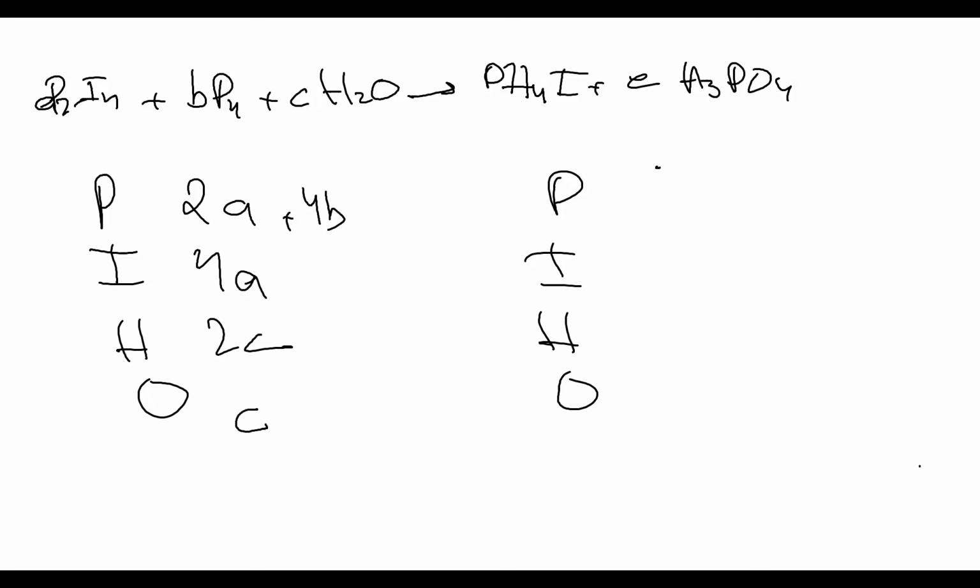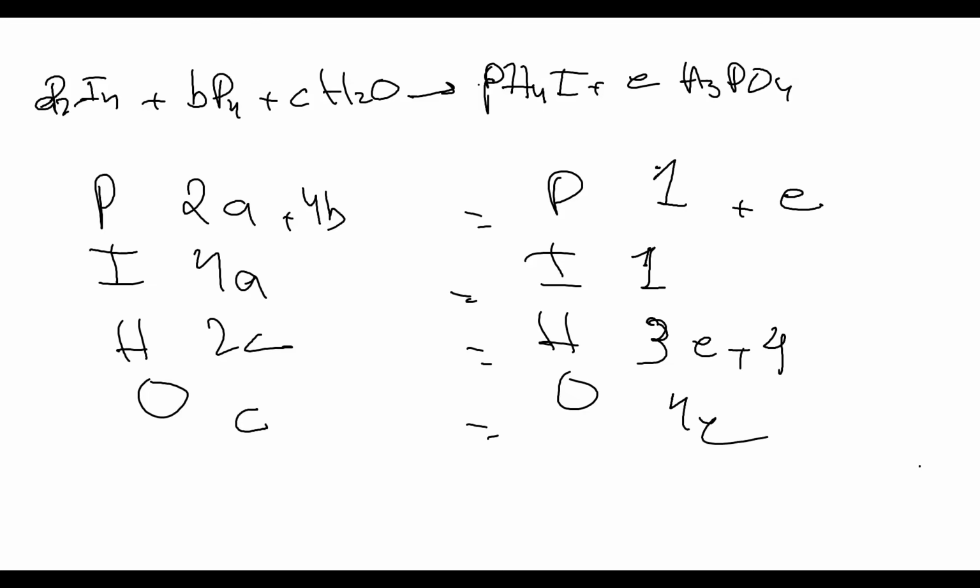Is this a P? P, yeah, it's P. So here we have a 1 plus E. Here I has a 1. H has a 3E plus 4. Oxygen have a 4E. Equal. 2A plus 4B equals 1 plus E. 4A equals 1 means A equals 1 over 4. 2C equals 3E plus 4. C equals 4E.